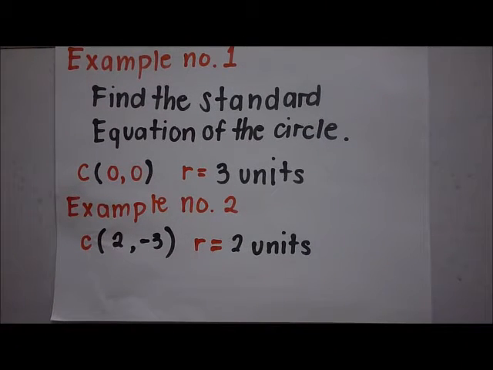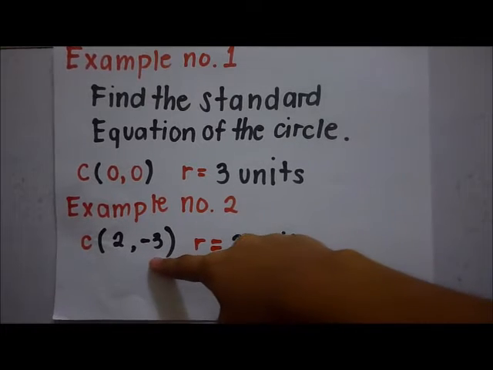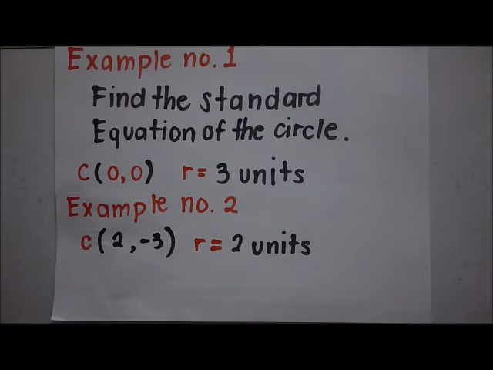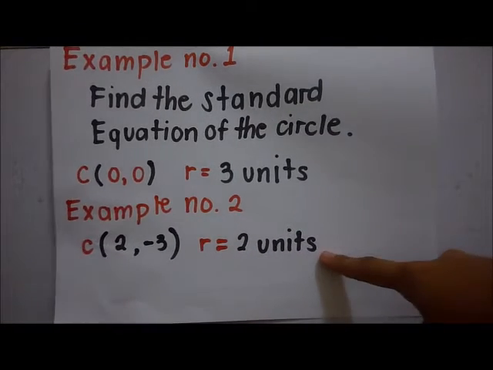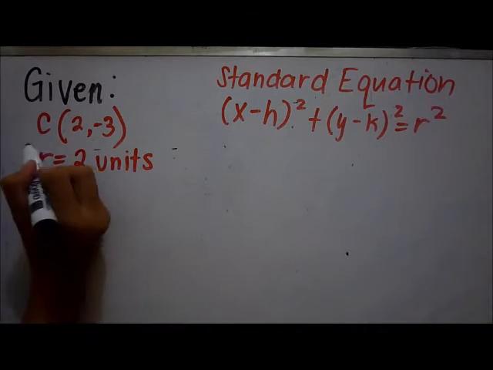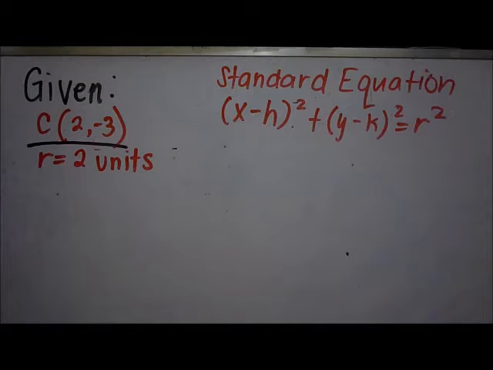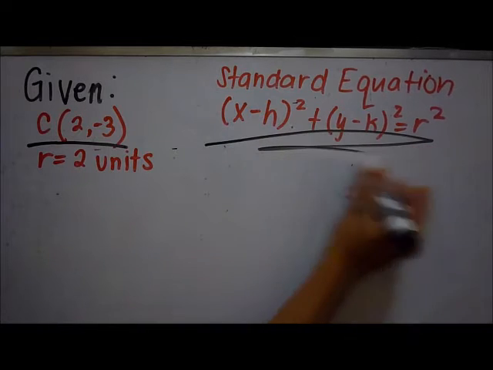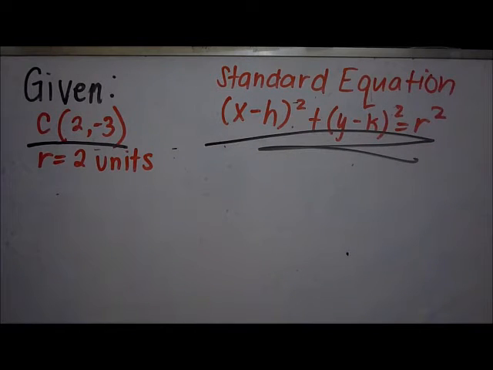Example number 2. Find the standard equation of the circle whose center is at (2, negative 3), and whose radius measures 2 units. Our center is at (h, k), which means we should use the second form of the equation, (x minus h) squared plus (y minus k) squared is equal to r squared.